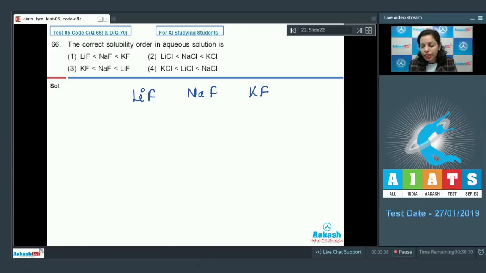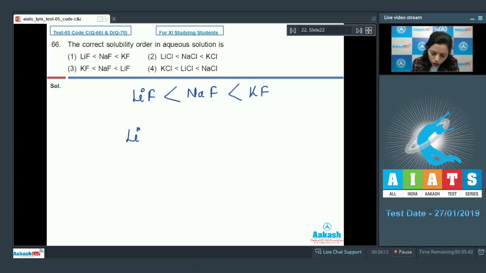If we talk about sodium fluoride and potassium fluoride, sodium fluoride is more soluble as compared to lithium fluoride because in this case, lattice enthalpy is comparatively less as compared to lithium fluoride. So, more soluble sodium fluoride, while potassium fluoride is most soluble. Why? Because in this case, lattice enthalpy is not that much high. That's why this would be the order of solubility.